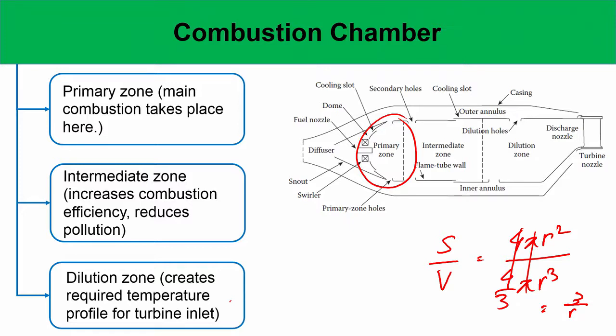How do you make very, very small droplets? That is the process which is called liquid jet breakup and atomization. So in this primary zone, apart from combustion, you have to have a very important process, which is the liquid jet breakup and atomization. Okay, so this is what we are going to study.